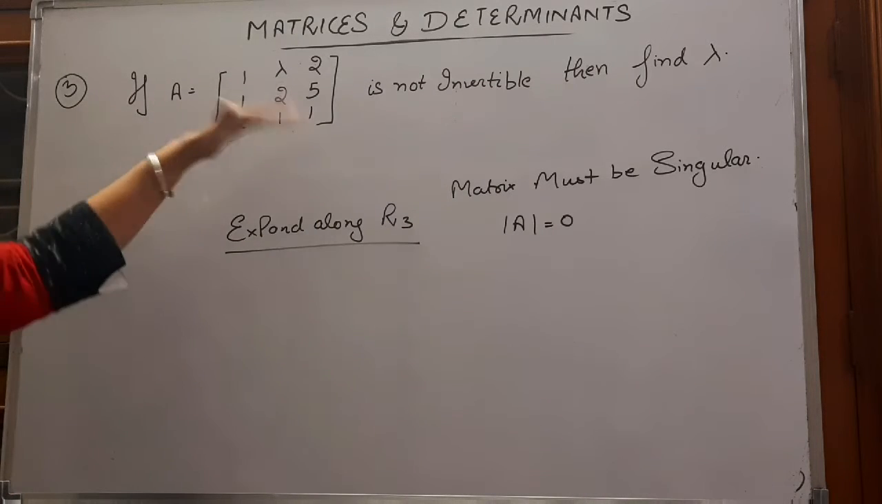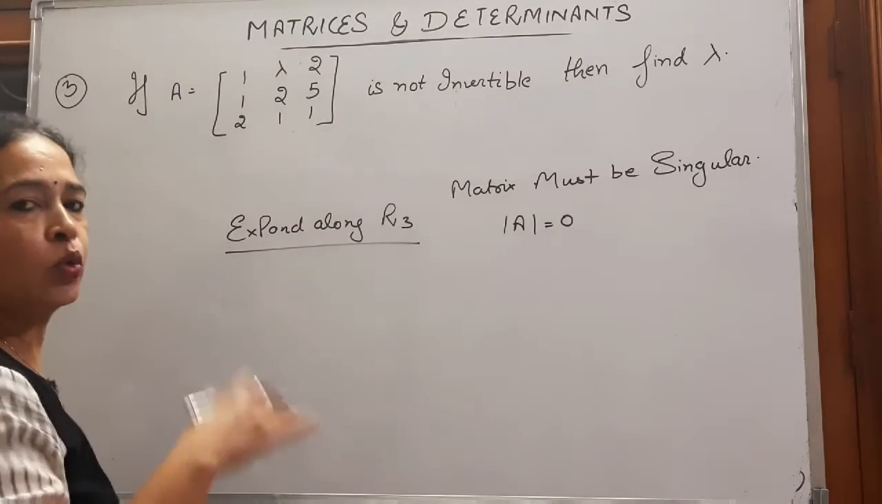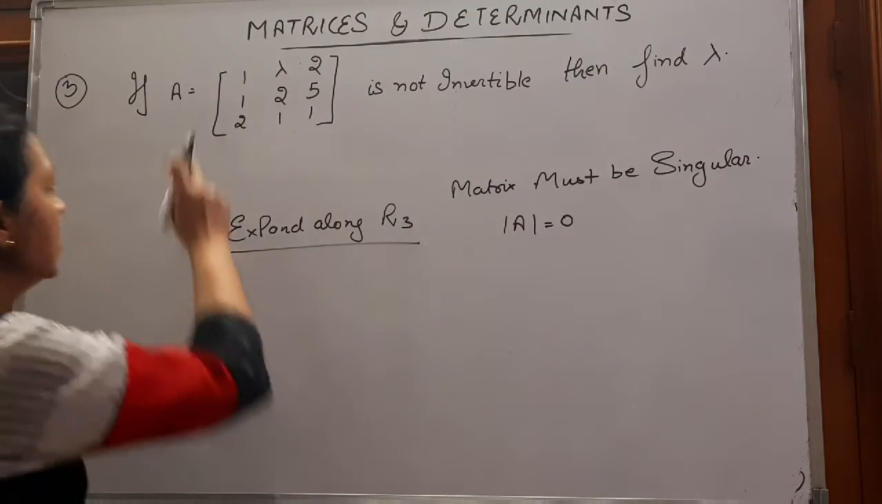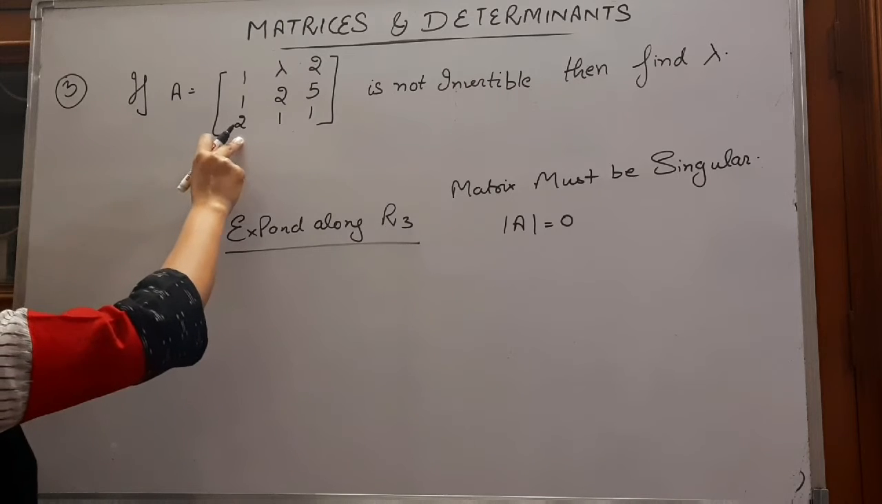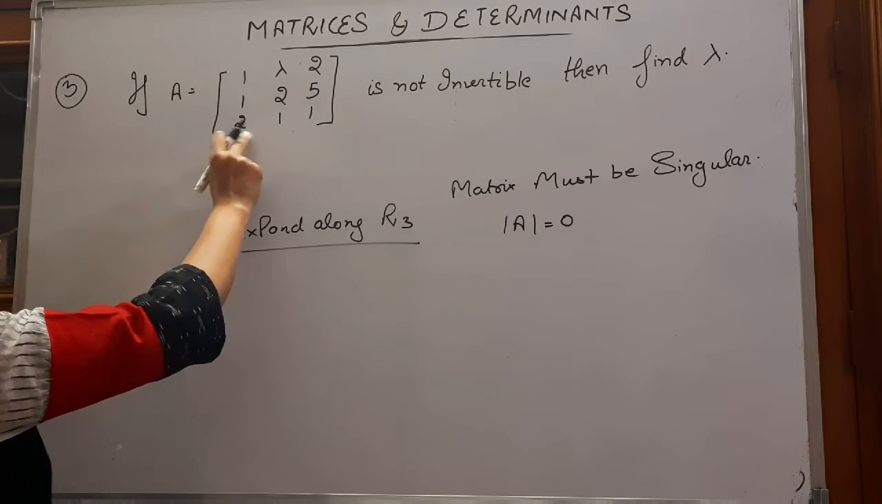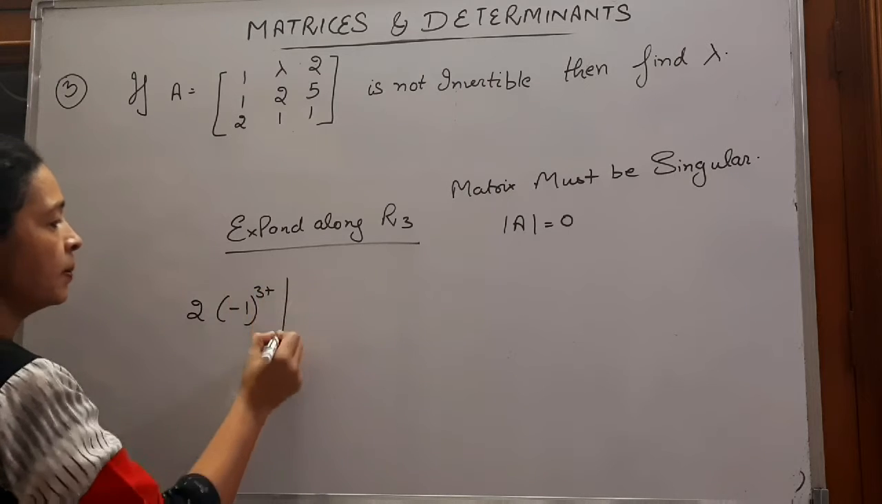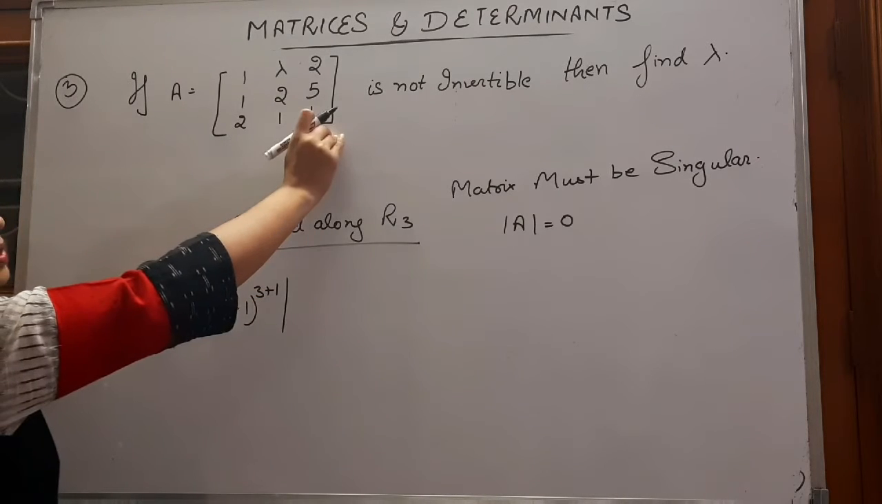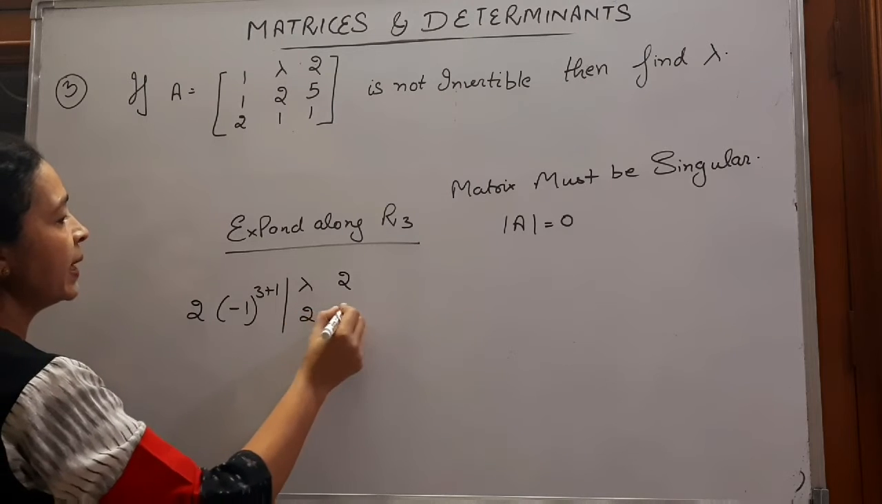Now we are expanding along R3. We will get the same answer with any row or any column. Expand along R3. First we will write 2. This is element 3, 1, third row, first column. Minus 1 to the power of 3 plus 1. Leave first column and third row. We will get lambda, 2, 2 and 5.